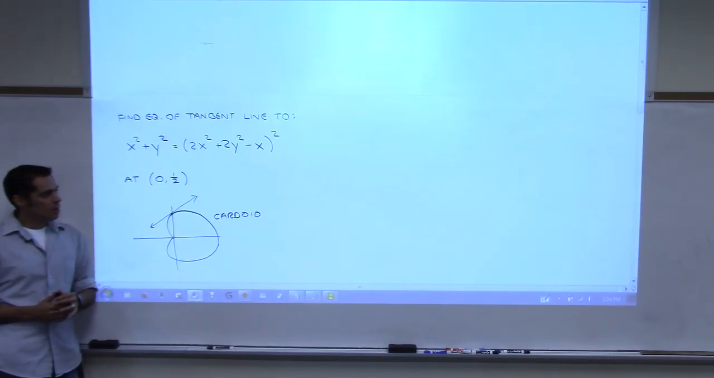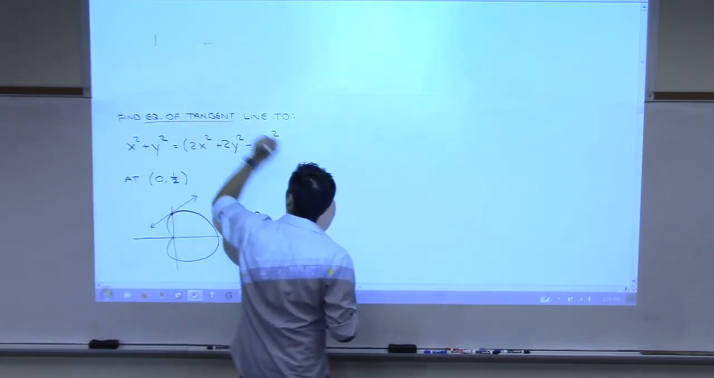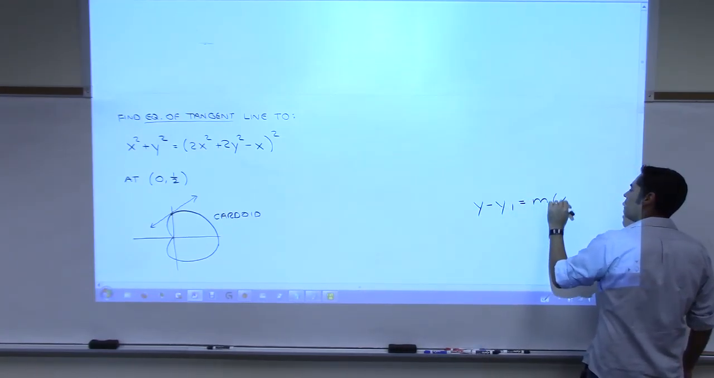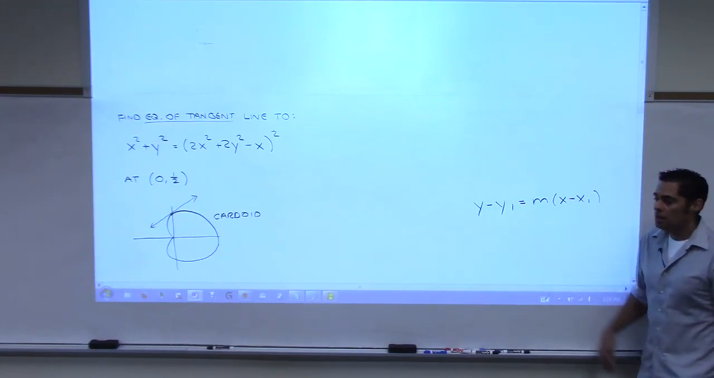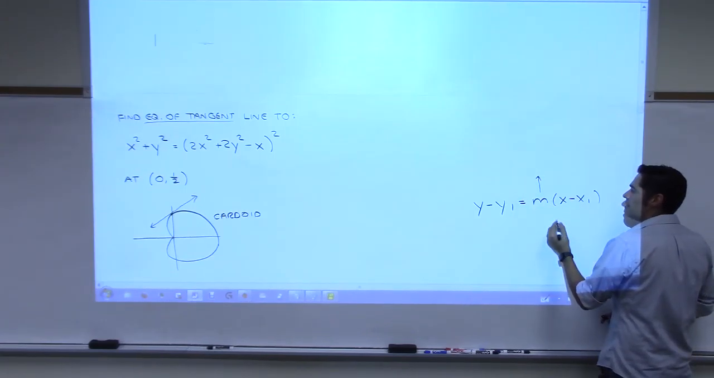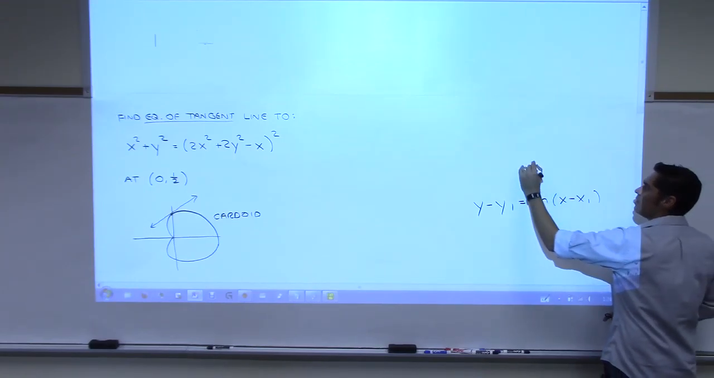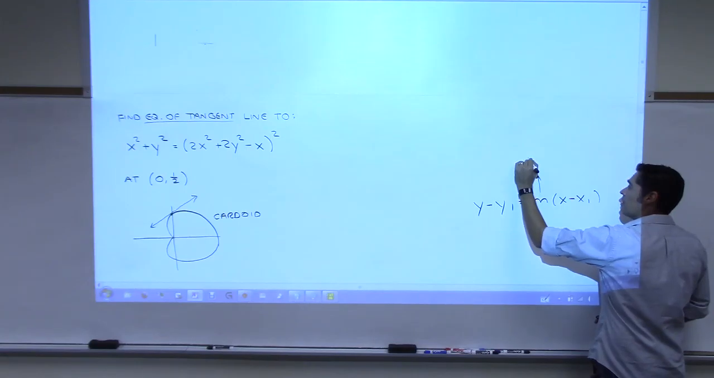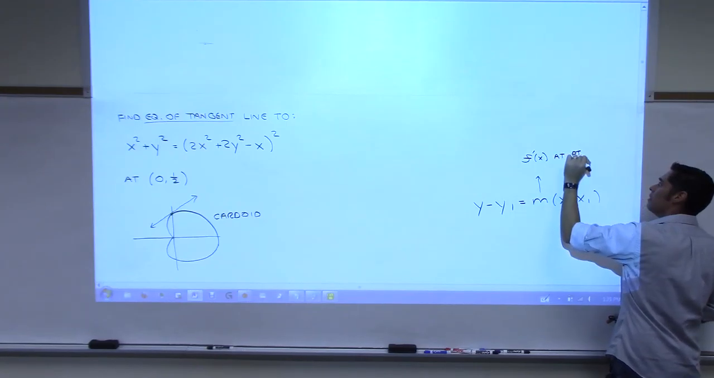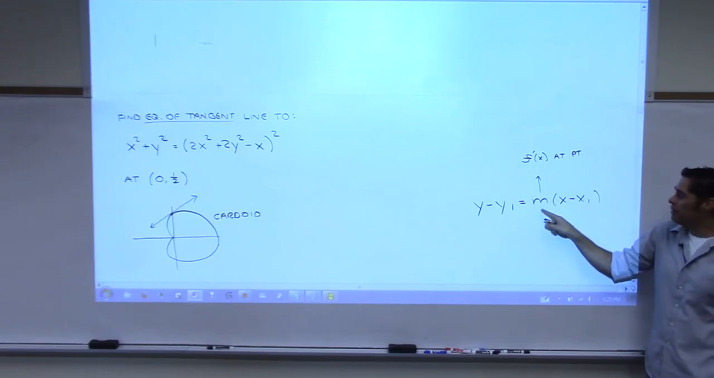Understand? So what we need to know in order to find the equation, sorry, I said the slope. The equation of tangent line, remember, it goes back to this: y minus y1 equals m times x minus x1, right? That's the equation of any line. The line that we're looking for is a tangent line. So this slope is actually the derivative at the point we're talking about. You could say this is the derivative of the function at the point, right? That's what it has been in the past.